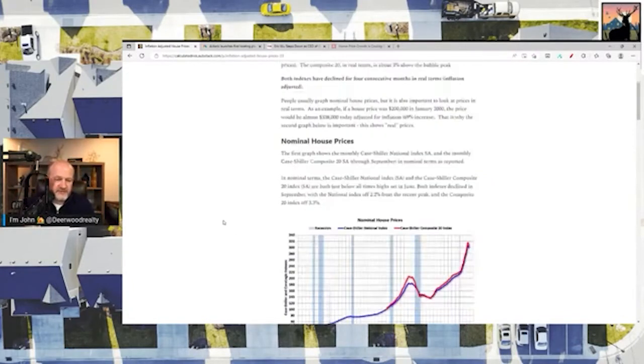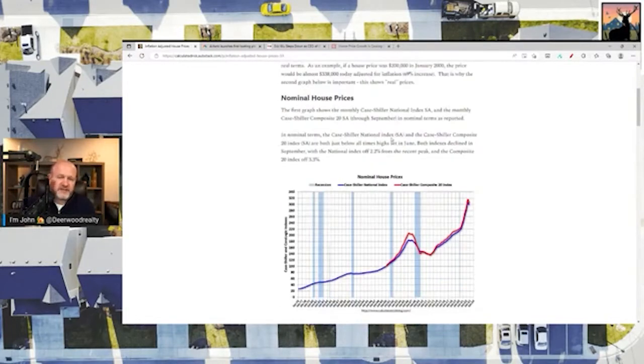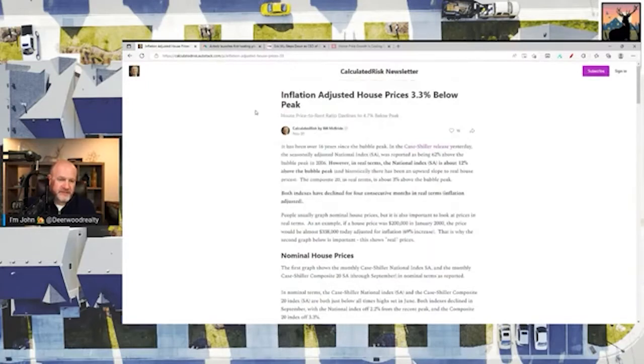The nominal house prices, the first graph, shows the monthly Case-Shiller National Index and the monthly Case-Shiller Composite 20 SA in nominal terms as reported. In nominal terms, the Case-Shiller National Index and the Case-Shiller Composite Index are both just below all-time highs set in June. Both indexes declined in September, with the national index off 2.2% from the recent peak and the composite index off 3.3%. Okay.